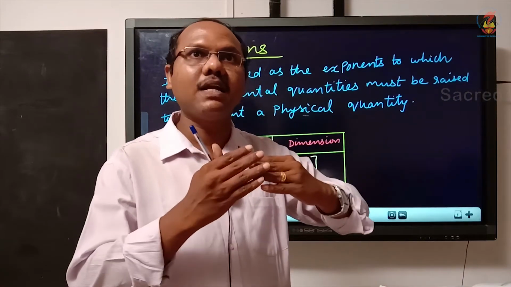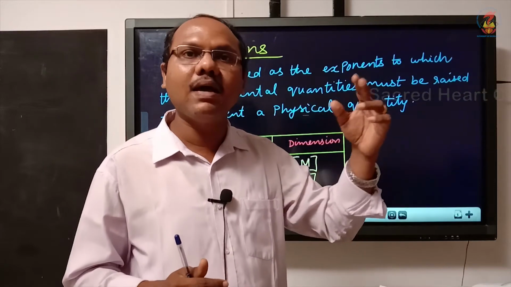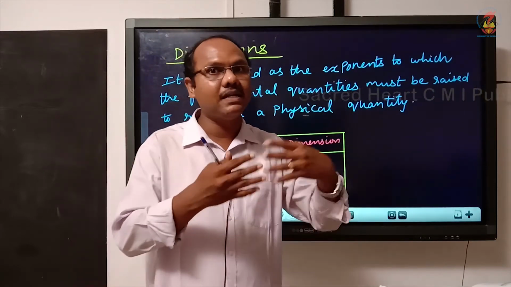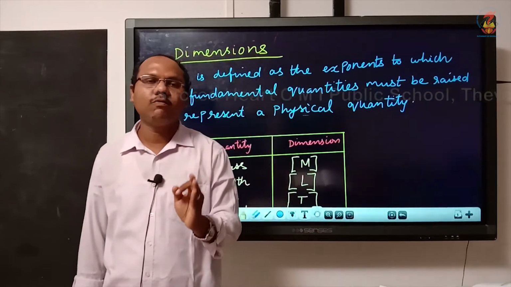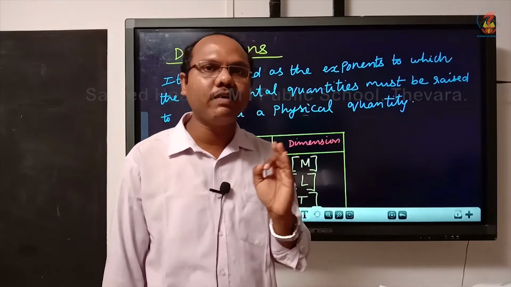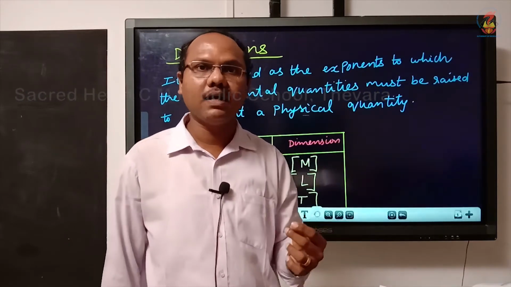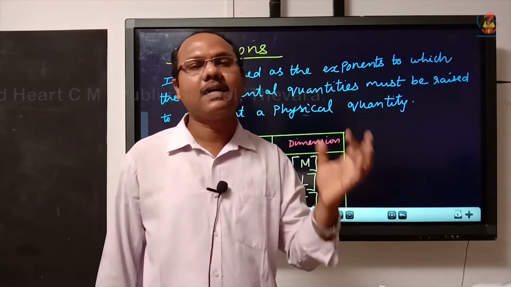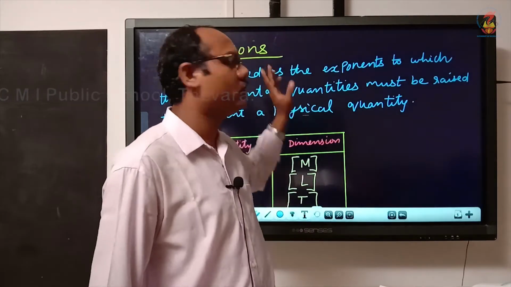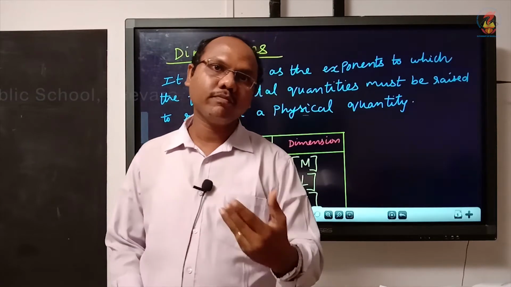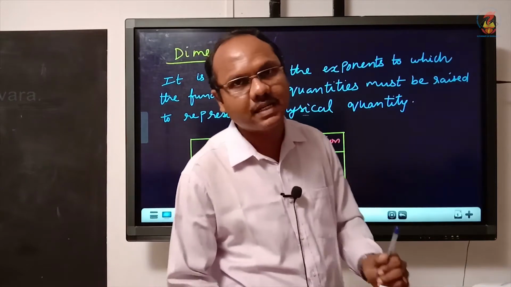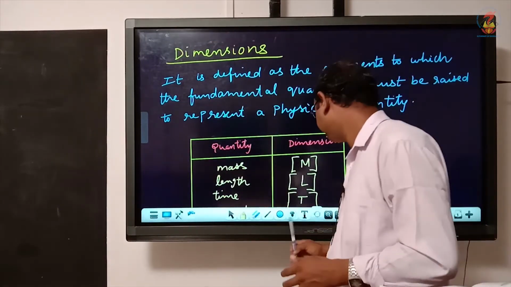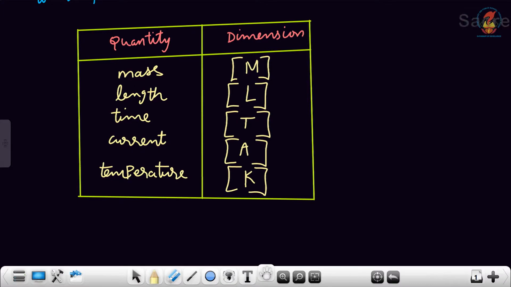Whether length is multiplied twice, so it will be L into L, L square. If mass is multiplied thrice, then it will be M cube. Like that, how much the exponent of the fundamental quantities has to be written to get a derived quantity, that is called dimensions. So I am giving you a table which shows the basic dimensions of the fundamental quantities. Always the dimensions should be written with a square bracket.